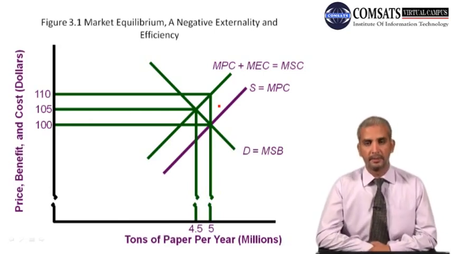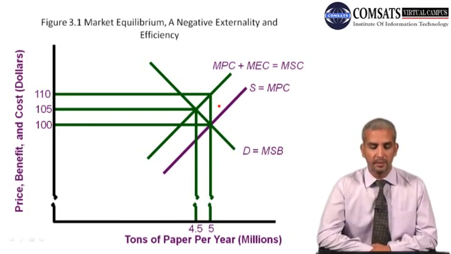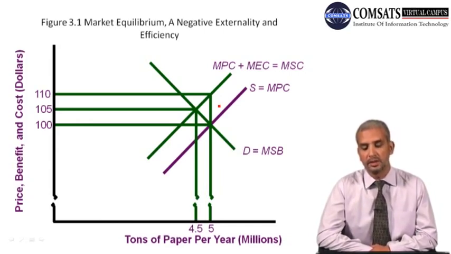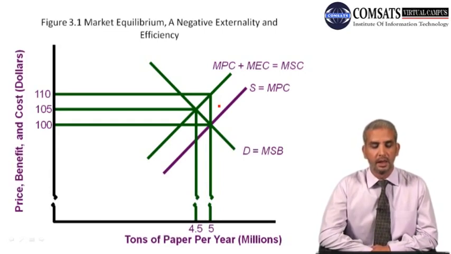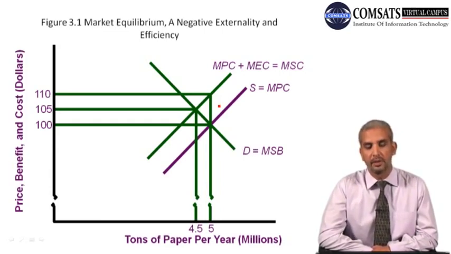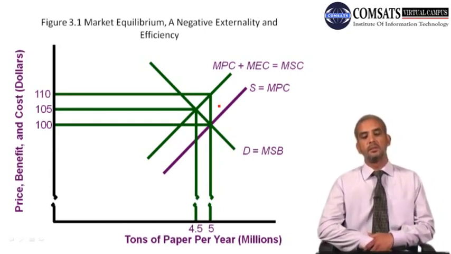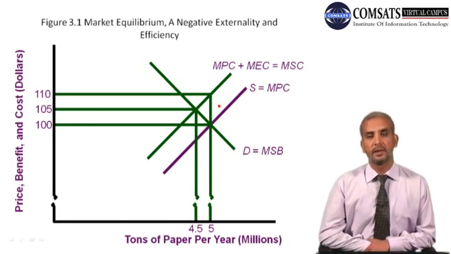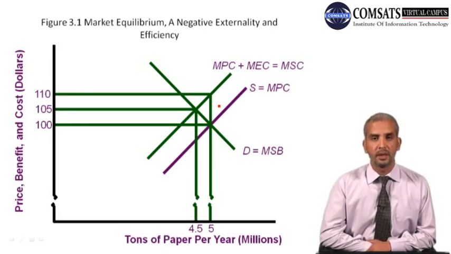When they add $10, the price increases to 110, and at the quantity of 5 million tons of paper per year, marginal social cost is greater than marginal social benefit. So it would be much more beneficial to reduce the quantity being produced to 4.5 million tons per year, and the price would be 105. So this is how, in terms of market equilibrium, whenever the marginal external cost is included, the market turns to an efficient market.